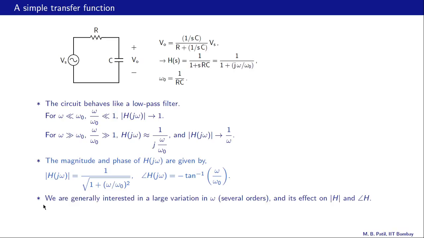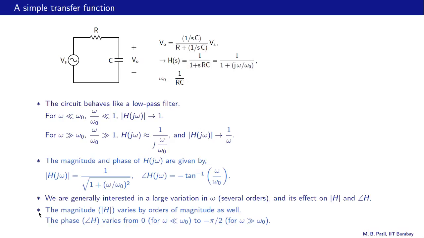Next point, we are generally interested in a large variation in omega and its effect on the magnitude of H and the angle of H. And what do we mean by large over here? By large we mean several orders of magnitude. For example, we may be interested in omega varying from 0.1 radian per second to 10 raised to 6 radians per second.